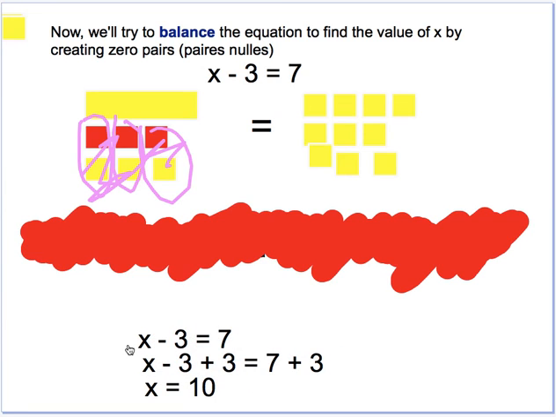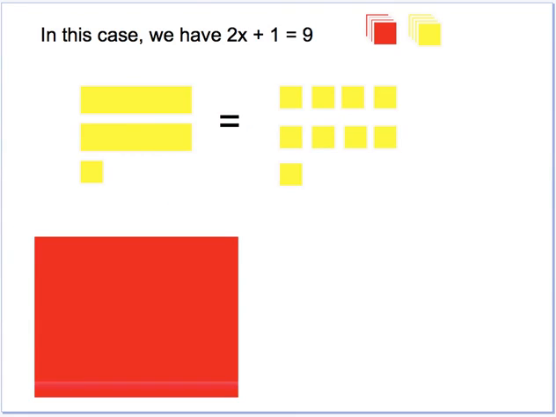Here's how it's written algebraically. We had originally x minus 3 is equal to 7. So we have x minus 3. We added 3 yellow ones. That's what that number represents. And because we did it to the left, we have to do it to the right as well. And x equals 10. Try this one.